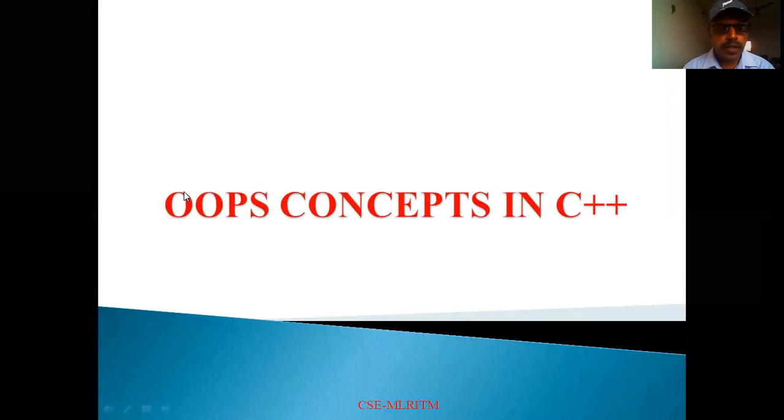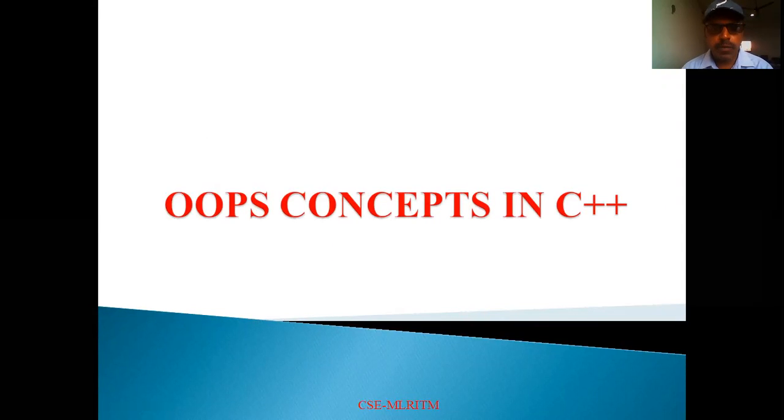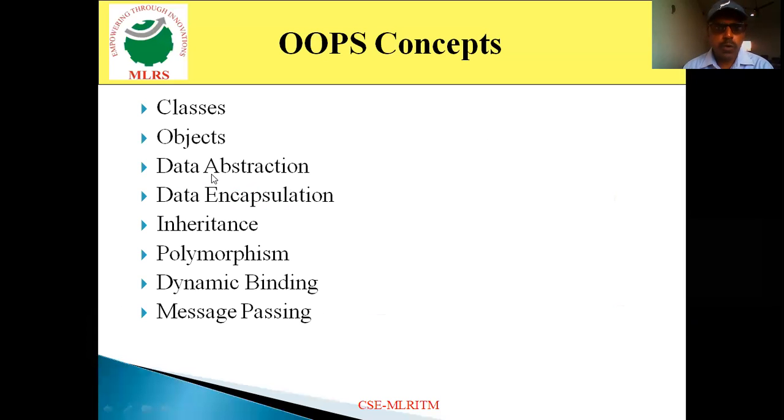Now here in this session, we discuss object-oriented programming concepts in C++. Now we'll go one by one. Basically, the object-oriented programming concepts are nothing but classes, objects, data abstraction, data encapsulation, inheritance, polymorphism, dynamic binding, and message passing. All these are the object-oriented programming concepts. Now we'll go one by one in depth.